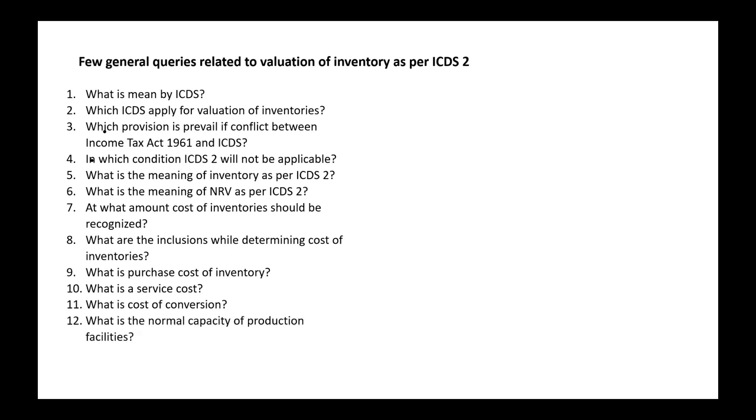What is the normal capacity of production facilities? This is a very, very important question, because while computing inventory valuation we need the cost of production, and for working out the cost of production we need to know the normal capacity, because based on the normal capacity computations only, we have to exclude certain fixed costs. So this is very important. We need to refer to the relevant ICDS for what the normal capacity is, and whatever definition of normal capacity is given there, we must follow that only.